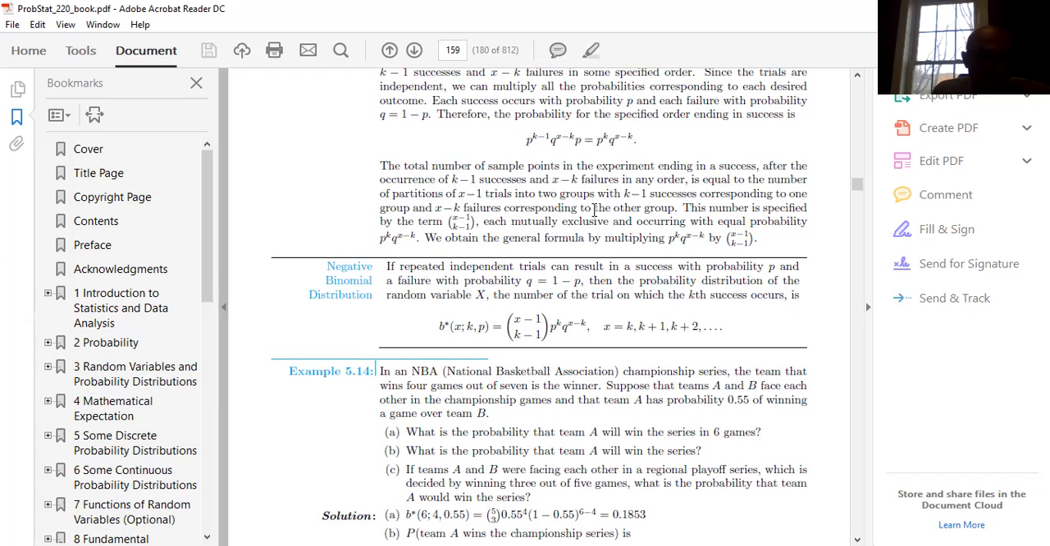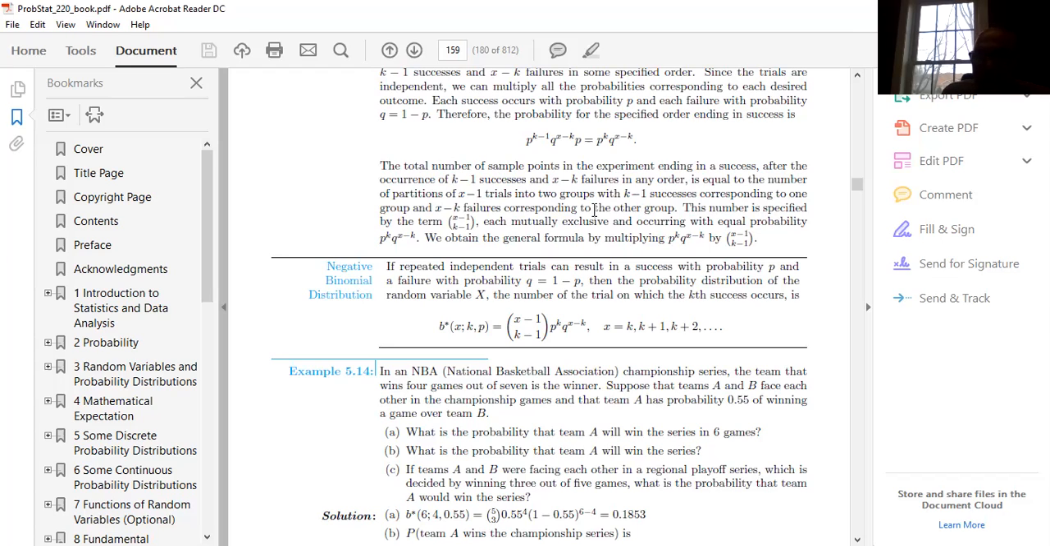Or it could be possible that A wins the first and second, loses the third and fourth, wins the fifth, loses the sixth, and again wins the seventh. So out of 7, 4 games are won by team A. That is another possibility, right? Another possibility: team A loses the first 3 games and wins the last 4 games. It could be possible, right? So some possibilities are there.